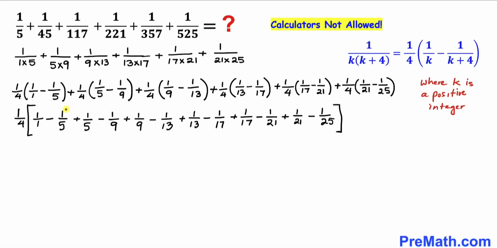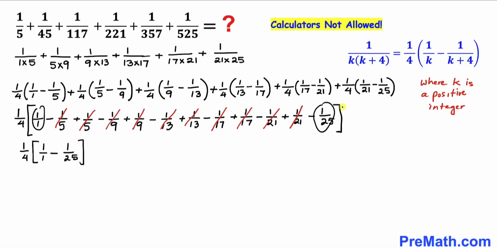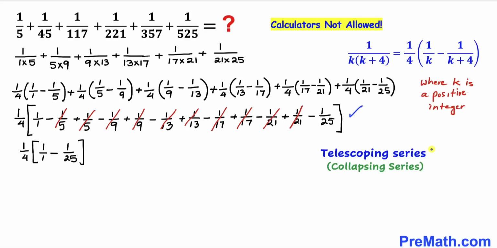And now we can see this negative 1 fifth and this positive 1 fifth is gone. Likewise, negative 1 divided by 9 and positive 1 divided by 9 is gone. Likewise, they are gone. This, they are gone as well. And finally, negative 1 divided by 21 and positive 1 divided by 21 are gone as well. So therefore, we just simply end up with 1 divided by 4 times 1 divided by 1 minus 1 divided by 25. That means this part and this part. And such kind of series is called a telescoping series, or sometimes we call it a collapsing series.